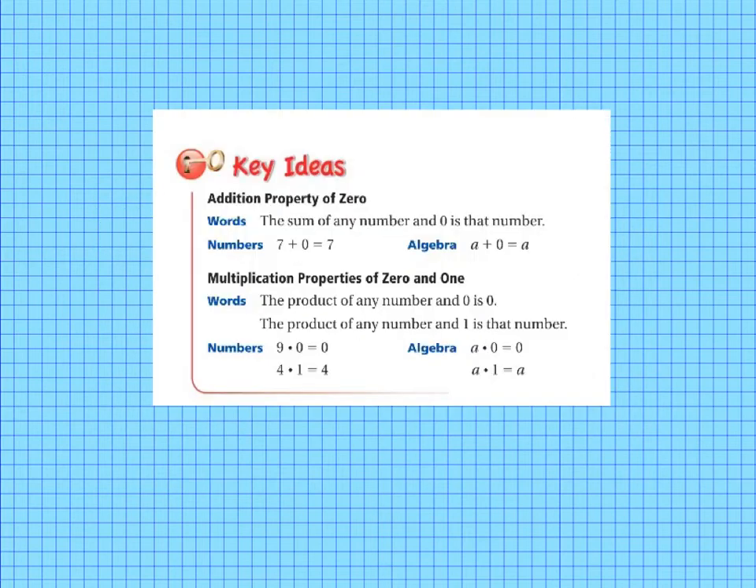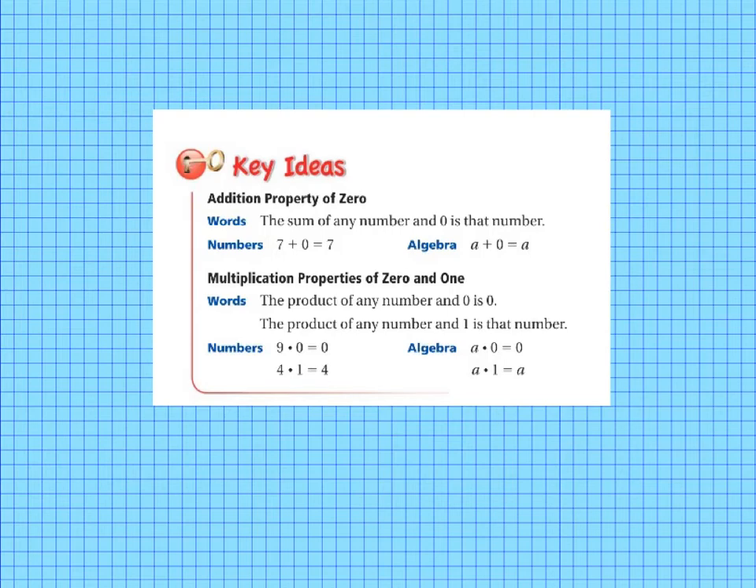So now we have a couple more key ideas here for you, and they are some that should look very familiar to you. You may not have names for them in your heads, but they are some things that you should be very familiar with. So they are reviews. The first one is the addition property of 0, and that is the sum of any number and 0 is that number. So if you add 7 plus 0, you get 7. So a plus 0 equals a.